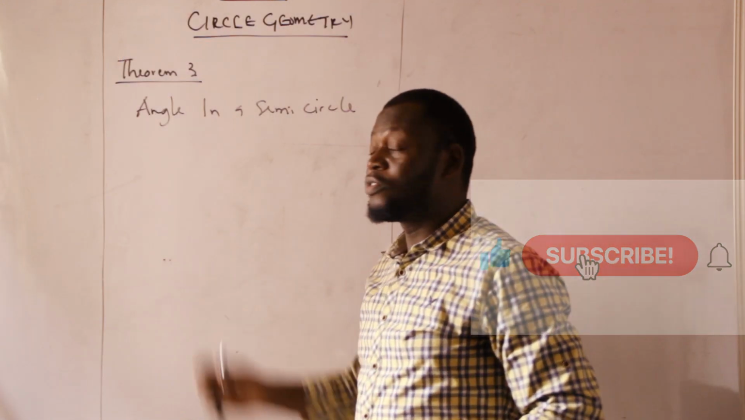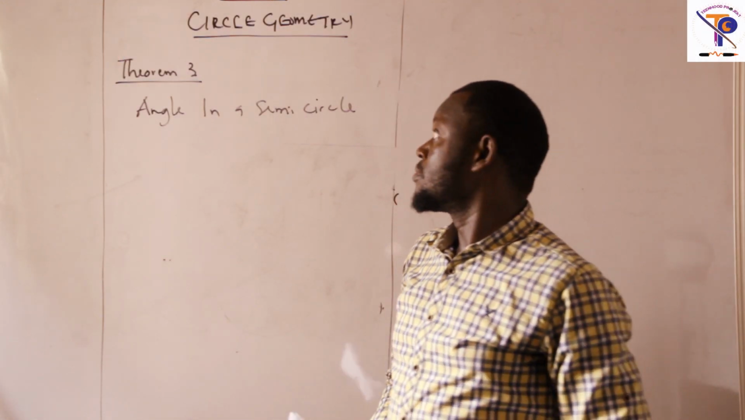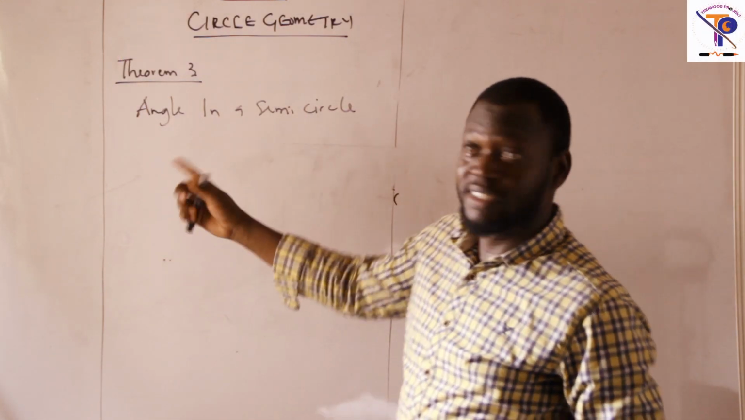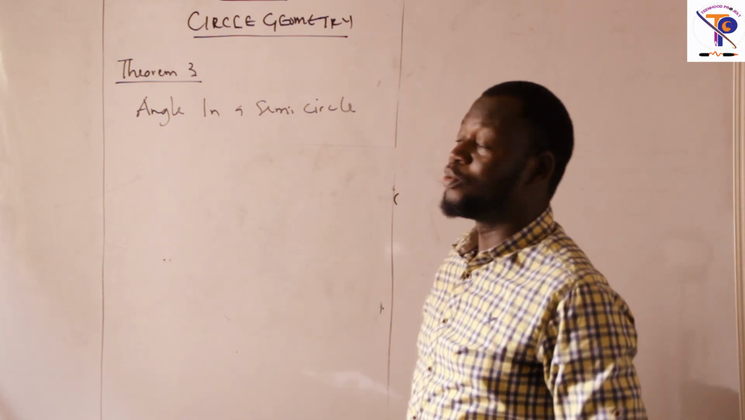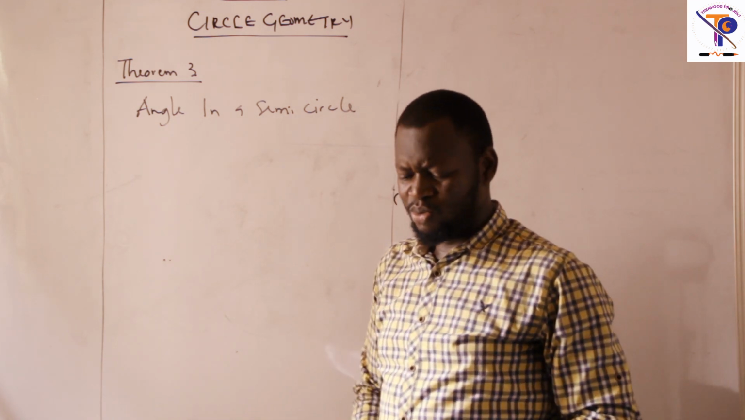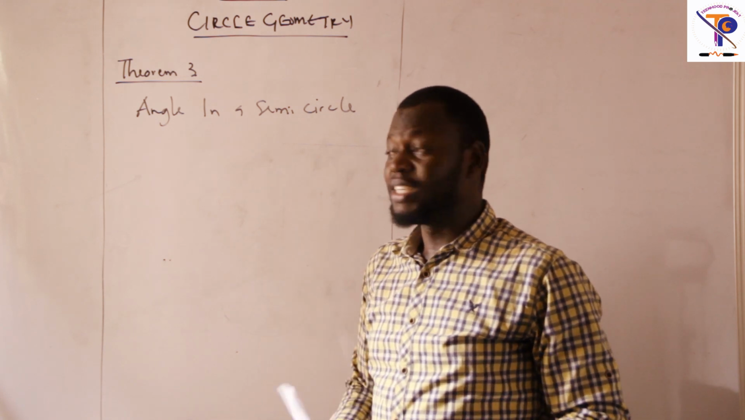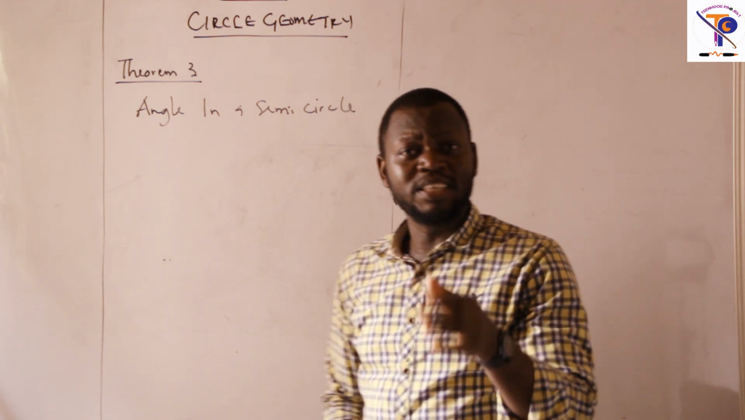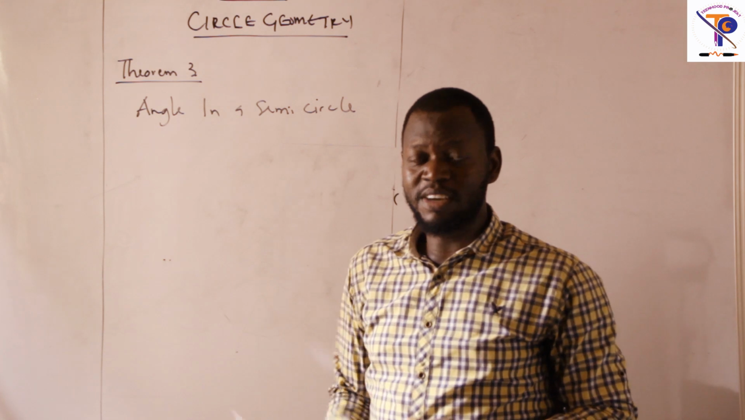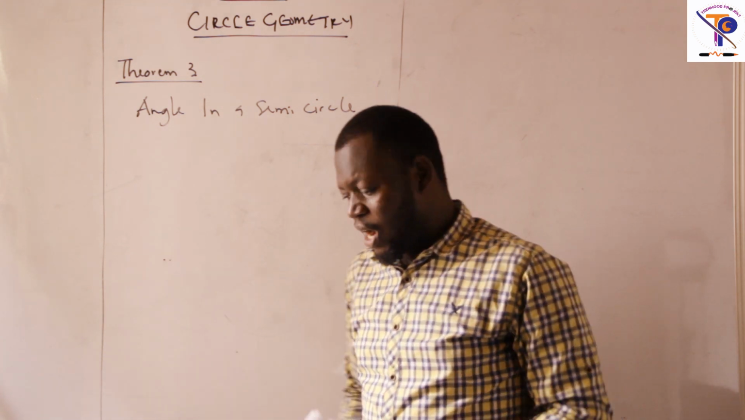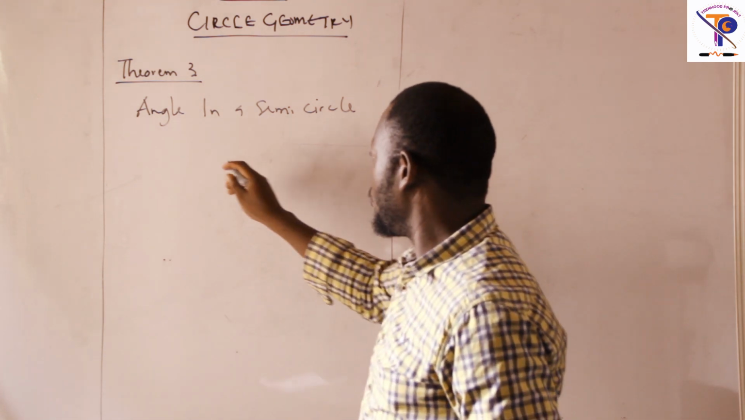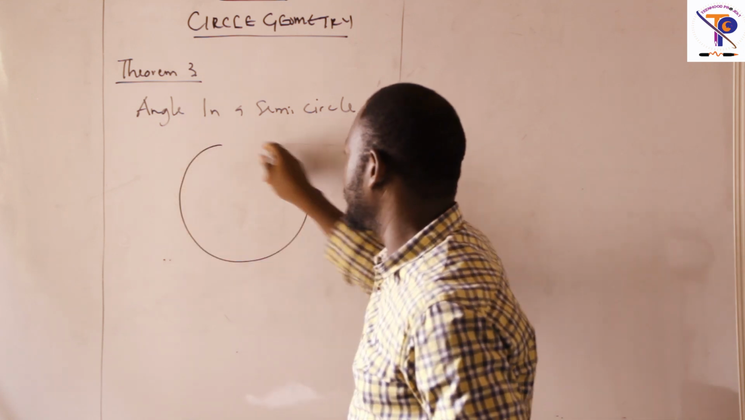We want to move to the third theorem. It is simply angle in a semicircle. There is nothing to talk about here, but you remember your angle at the center is twice angle at the circumference? Definitely that's what we are going to use here. What does this mean?